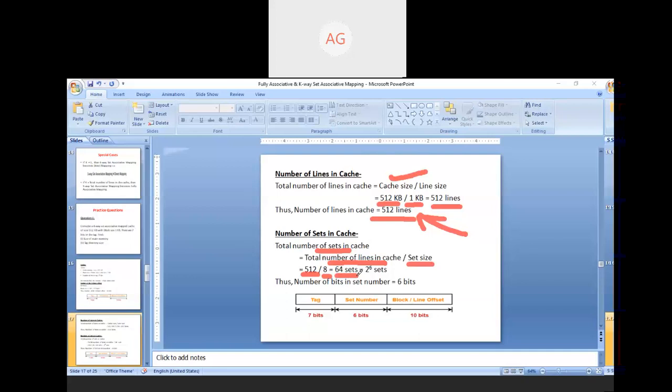So we need to convert it into a power of 2. 64 means 2 to the power 6. So 2 to the power 6 sets are there. It means whatever comes as the power of 2, that number of bits are there. So 6 is the power of 2, so the number of bits in the set number is 6 bits. From here we can find out the set number consists of 6 bits. So do all of you understand till now? Just write in the chat box.